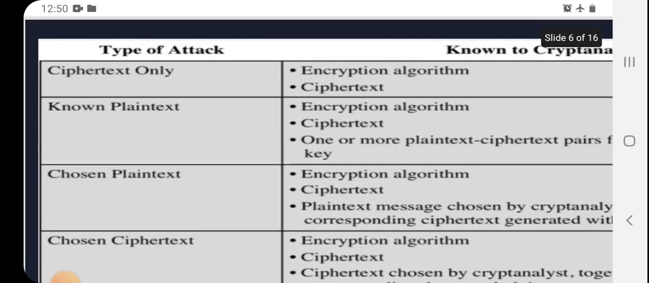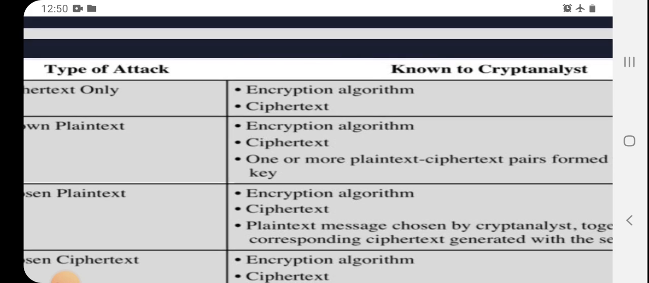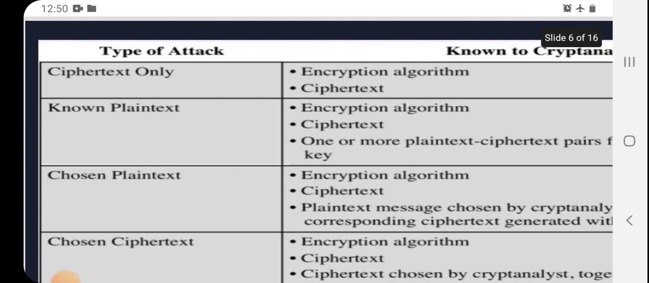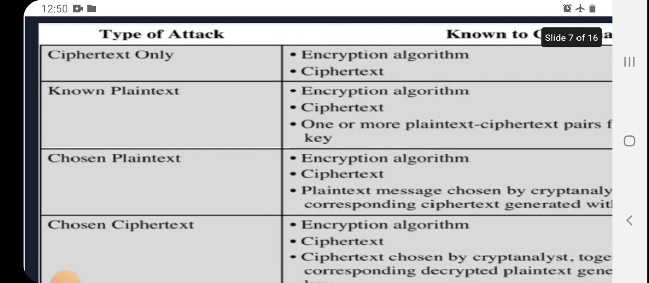On the left-hand side you can find ciphertext only, which is known to the cryptanalyst, where you use an encryption algorithm and ciphertext. The next one is known plain text. Again you use the same technique which we saw in the first row, encryption then ciphertext, together with one or more plain text-ciphertext pairs.